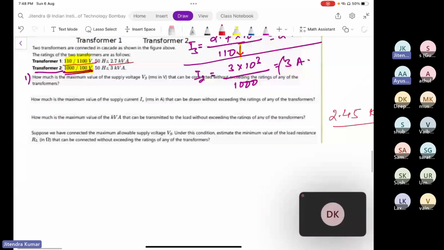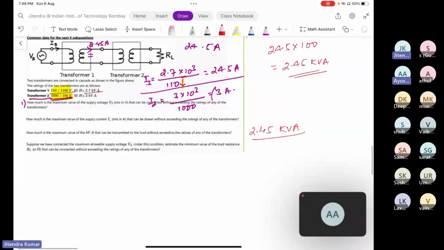Okay. Yeah, because it is good for both transformers. In the previous case, whatever you were saying, sir, was good only for the first transformer, not for the second transformer. And the question mentions not exceeding the rating of any of the transformers.